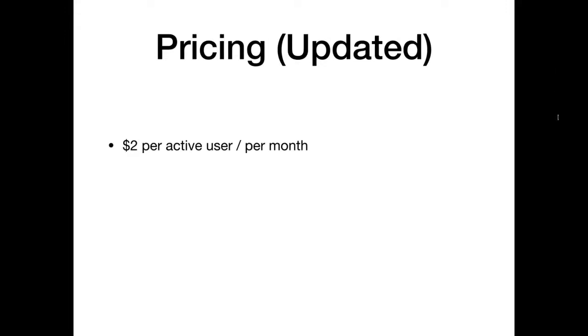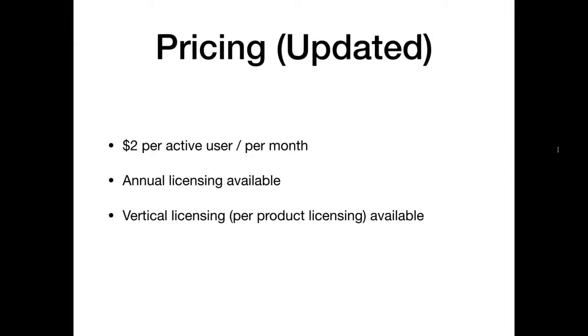So we've simplified the pricing. It is simply $2 per active user per month. So very easy to get started, not a huge barrier to entry. We also have annual licensing available, and we have vertical licensing, which is per product licensing. So if you're building a plugin or a set of templates or a product, then just come and talk to us, and we'll just give you a license for that product rather than having to work out how many users you've got and all of that kind of stuff.